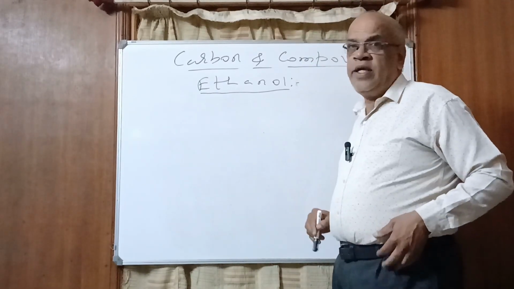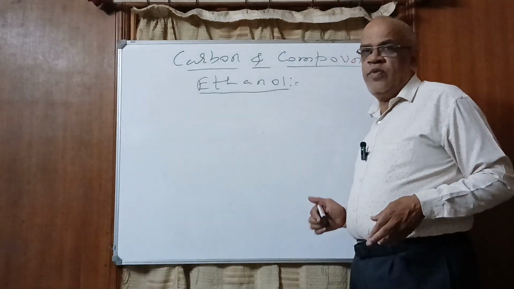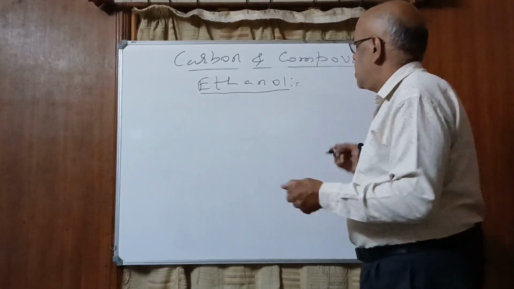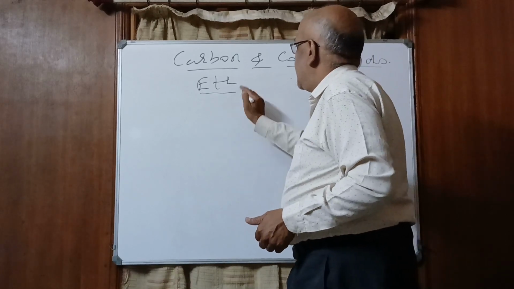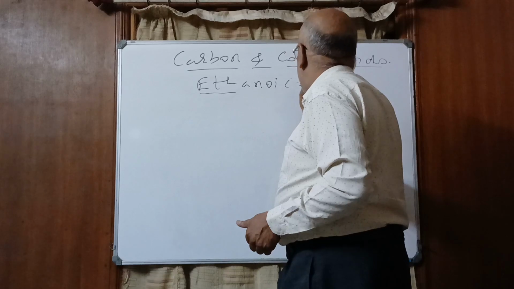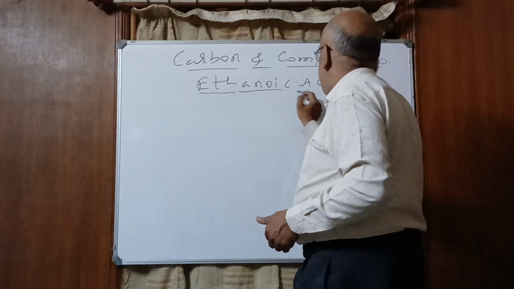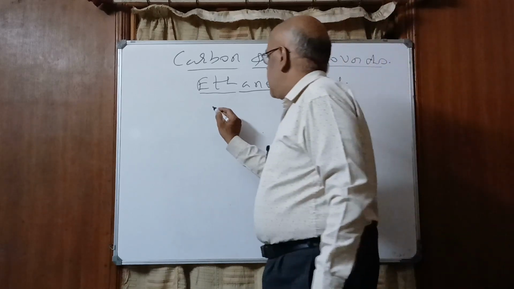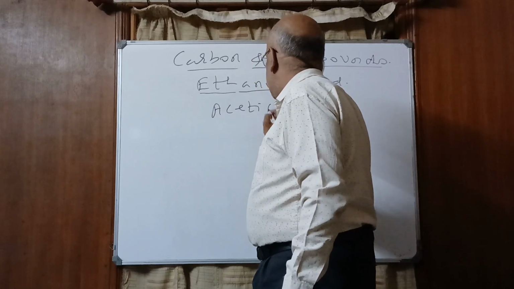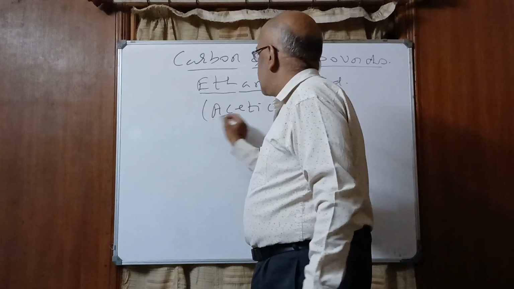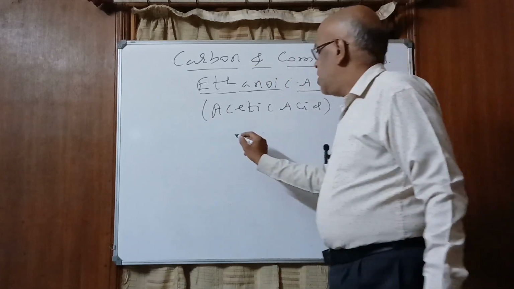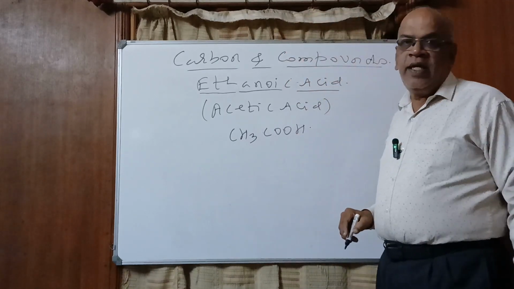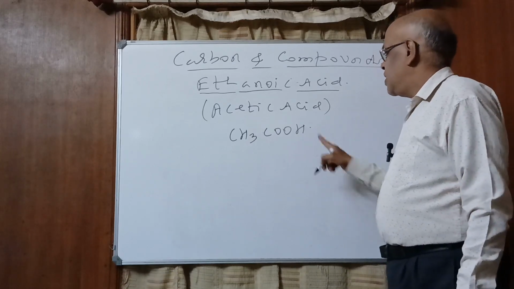Children, the next important carbon compound is a commercially used organic compound. Ethanol we already discussed. Sorry children, it's not ethanol. Ethanol is over. This is ethanoic acid. What's ethanoic acid? It's an acid, the second member of the carboxylic acid group. Ethanoic acid is also called acetic acid. The molecular formula is CH3COOH. Second member of the carboxylic acid family.